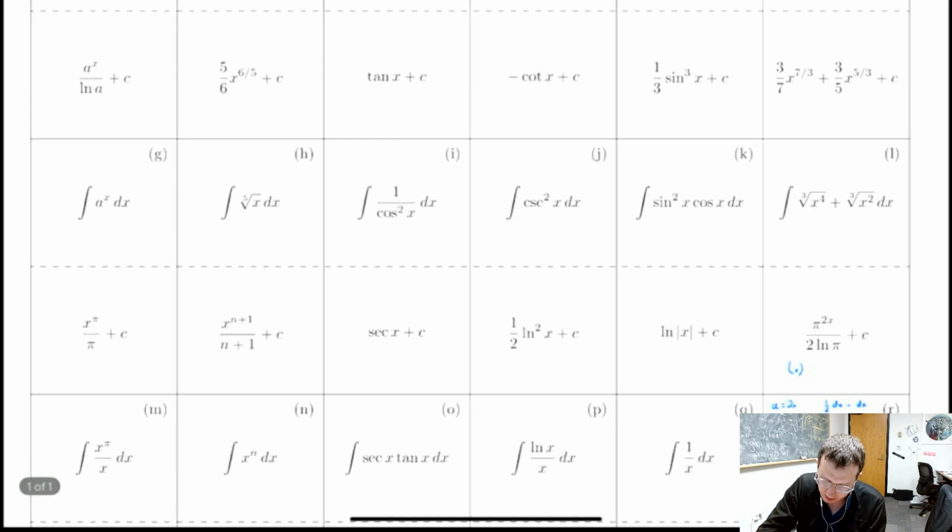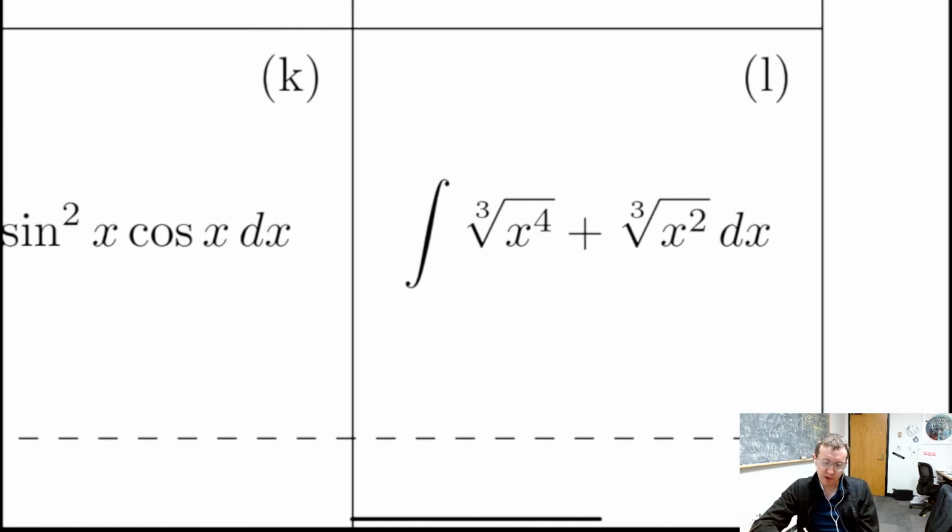Okay, next up, we are integrating the cube root of x to the 4th plus the cube root of x squared. Pet peeve of mine. I think that there should be parentheses there. Some people, I guess, interpret this to mean that the integral and the dx implicitly put parentheses there.